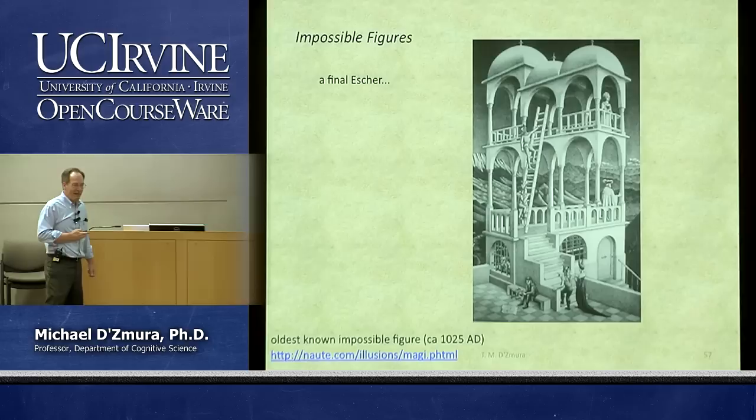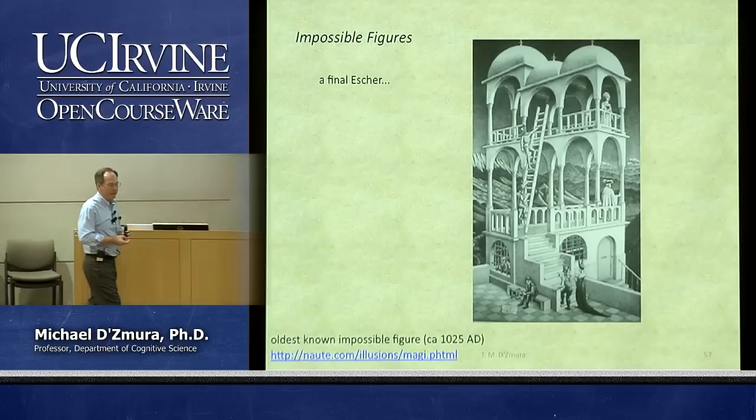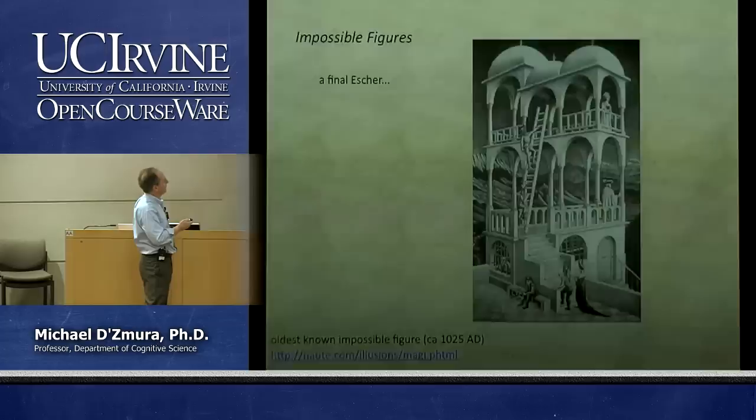In any event, people believe that when it comes to complex shapes of this sort, the visual system works locally and then patches these together without doing a global consistency check. And that's what can lead to these impossible figures.